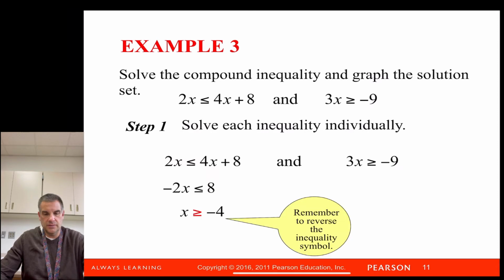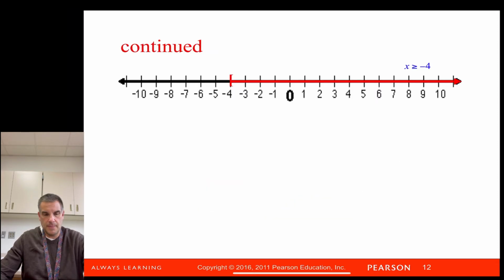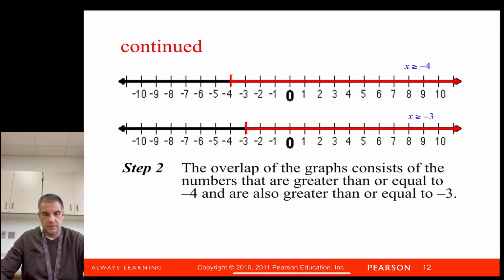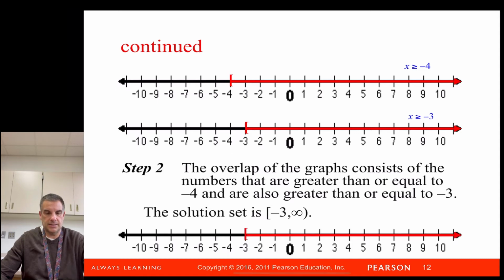Okay, individually, there's the first one, there's the second one, there's the graph. So negative 3 to infinity is the solution set for that one. All right.